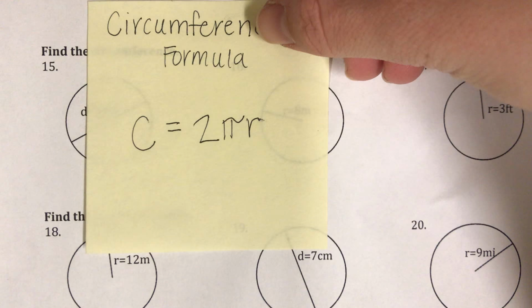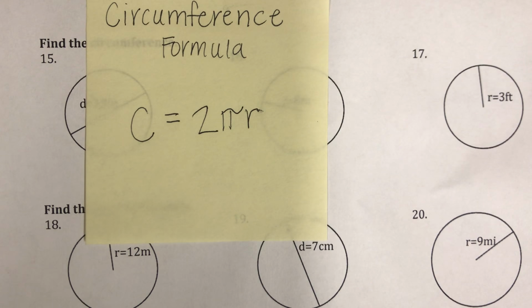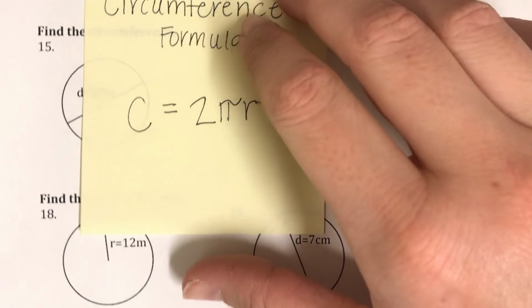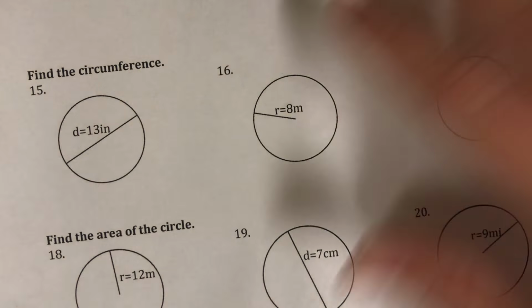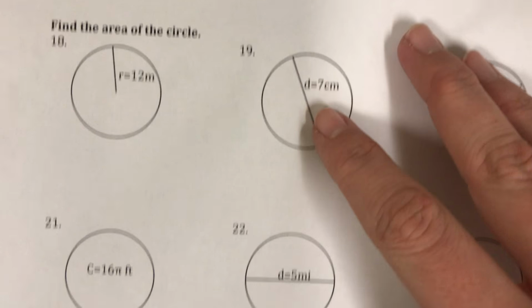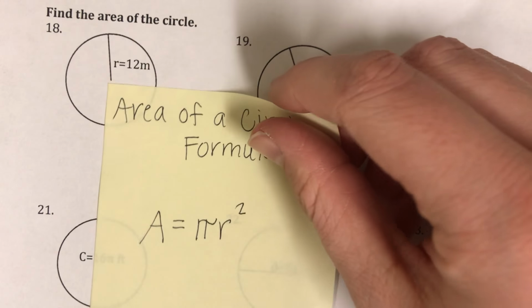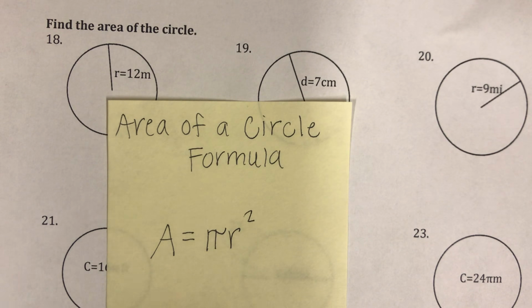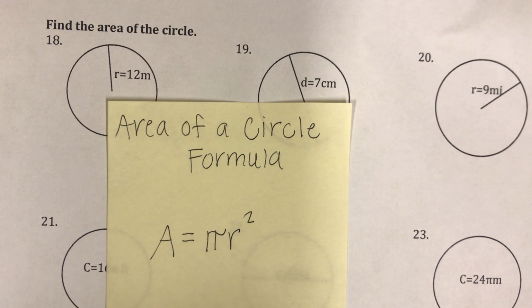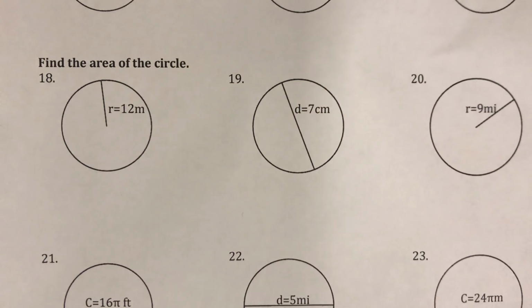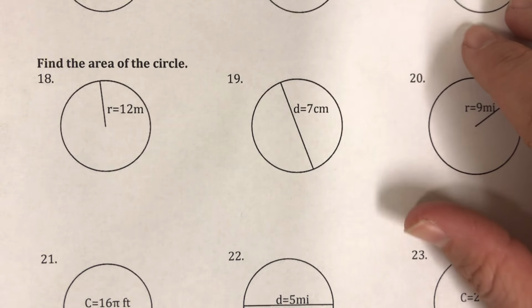You're going to need to know this formula. Circumference is equal to 2 pi r. Memorize it, love it, learn it, and you will succeed. So do 15 through 17, and then for this last part, you're going to need the area of a circle formula. Area is equal to pi r squared. Also memorize this one, learn it, love it, and you will do great. Go ahead and pause and start working on these now.